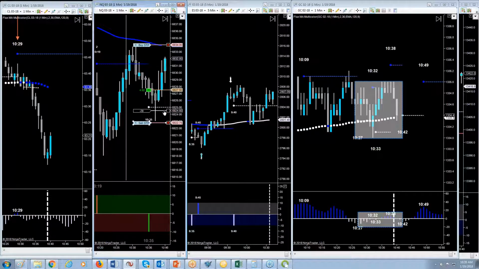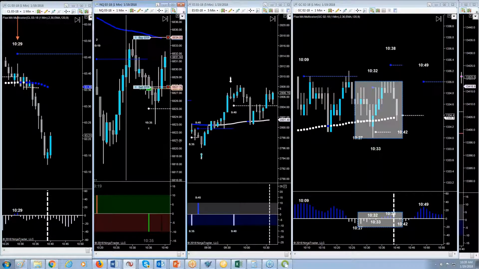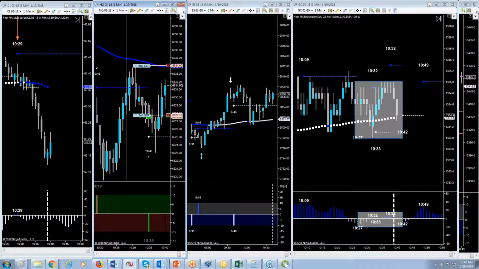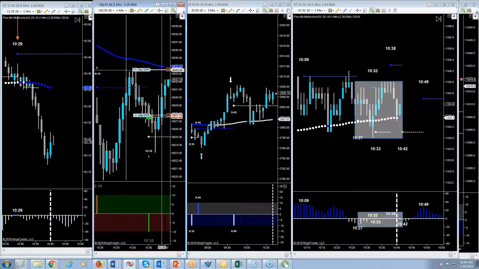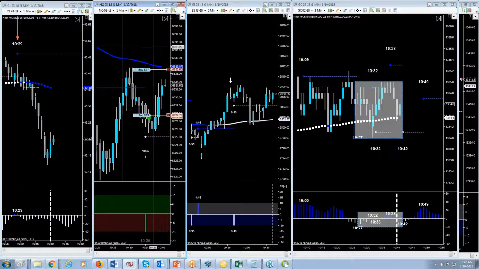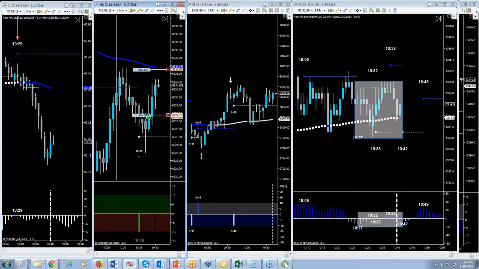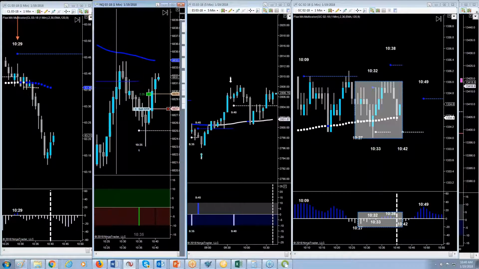NQ stop to break even plus one. Trying to get to my target up there below the moving average. Yes, Wayne, that was entirely counter trend. Whoa, not what I want.